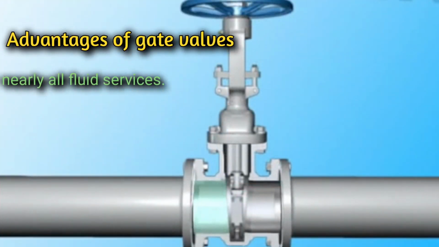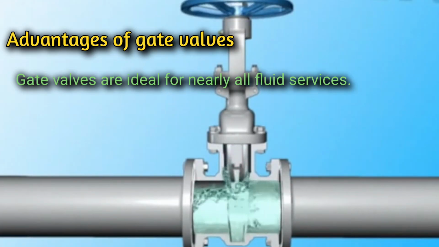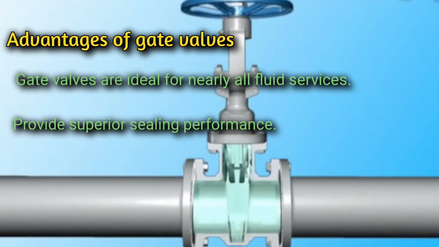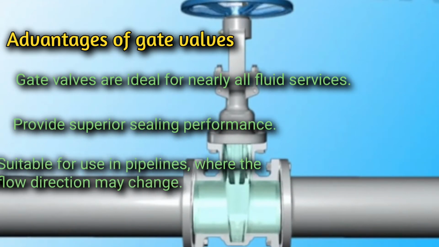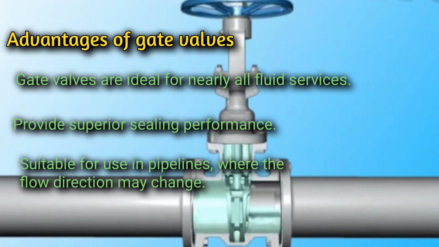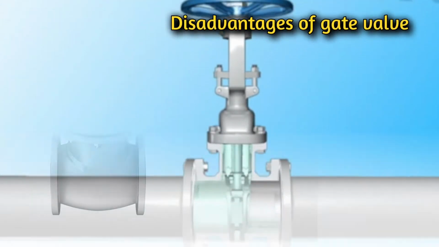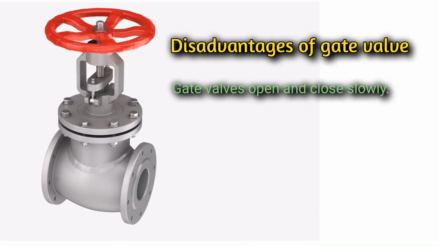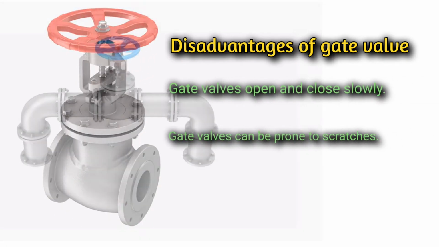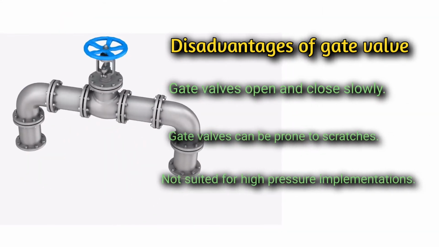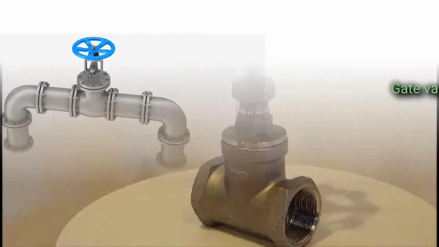Advantages of gate valve. Gate valves are ideal for nearly all fluid services. They provide superior sealing performance and are suitable for use in pipelines where the flow direction may change. Disadvantages of gate valve. Gate valves open and close slowly. Gate valves can be prone to scratches. Not suitable for high pressure implementations.